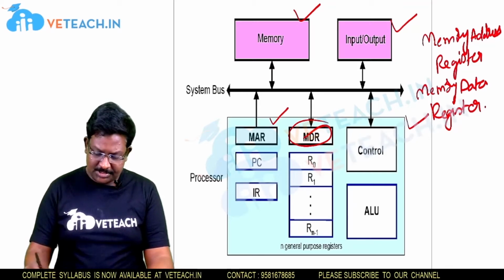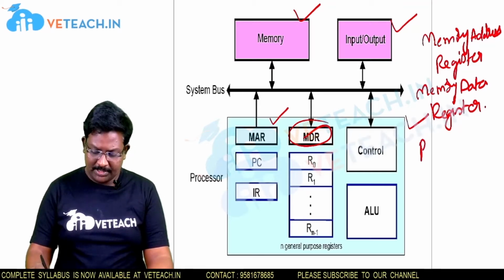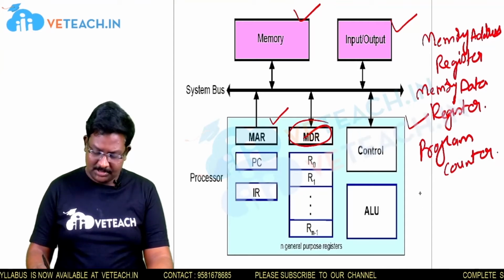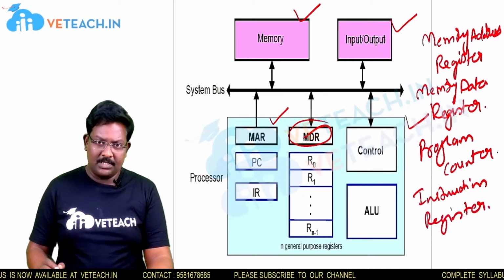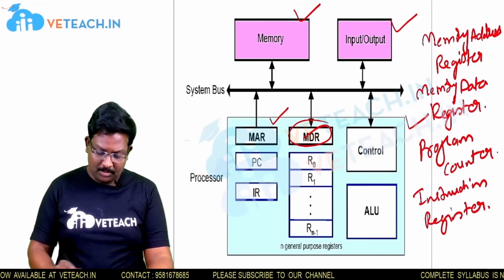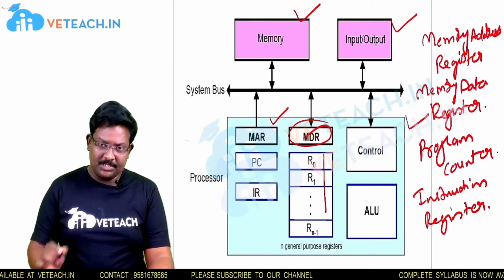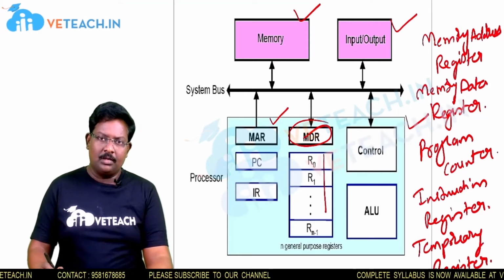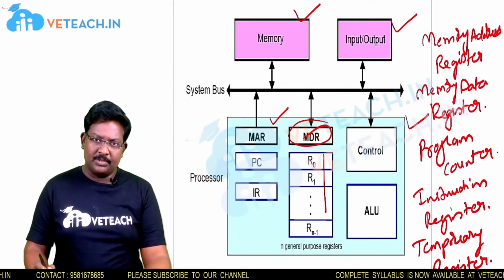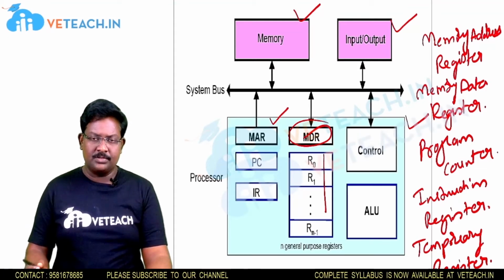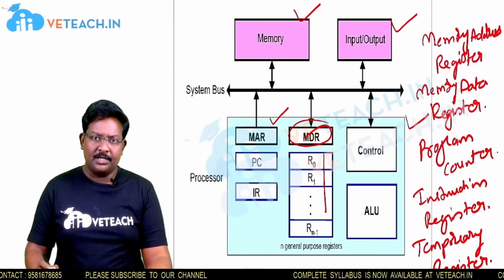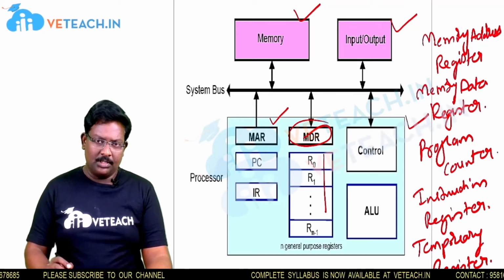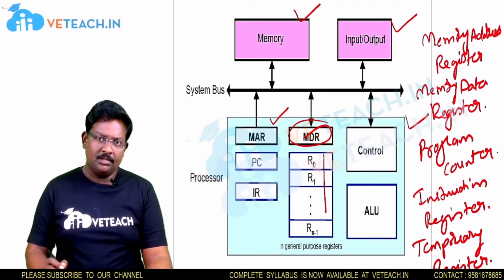The next register is the PC, also called the program counter register, and IR is called the instruction register. Coming to R0, R1 and so on up to Rn-1, these registers are called temporary registers, or we may also call them general purpose registers, meaning they are used for storing any temporary data that comes to the processor. So this is about the registers present in the processor.